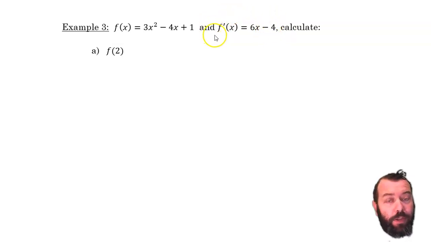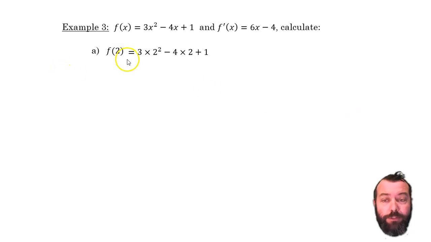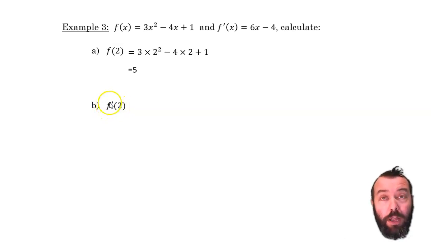I haven't told you how I got that derivative, but it doesn't matter for now. So back to some function work. Find the function of 2: substitute 2 in there, and we get 5. Now, find the value of the derivative function at 2. Then I substitute 2 into the derivative function: 6 times 2 minus 4.